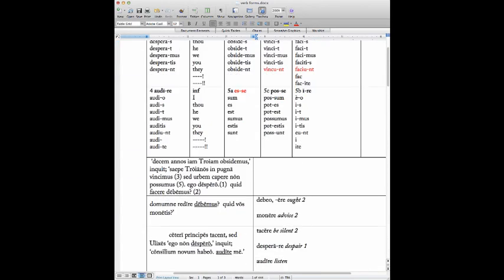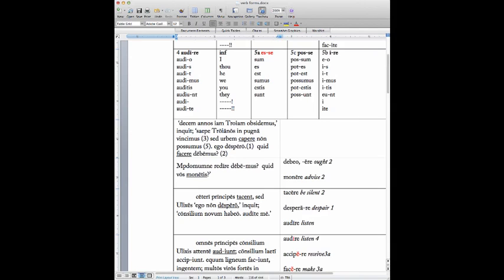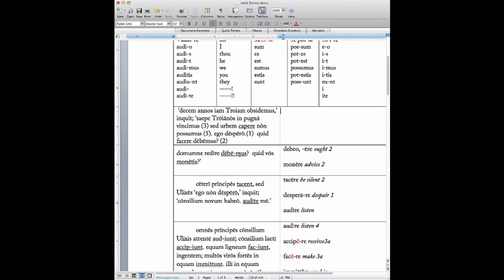Translating these things is much easier than that. The verb, the morphemes, these things are called morphemes. But the morphemes are always the same, or almost always. So mus always means we. Tis always means you, plural.